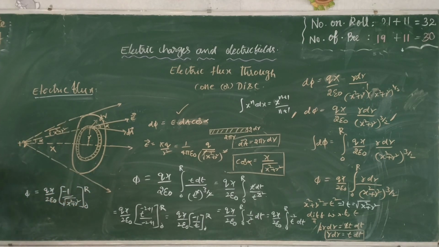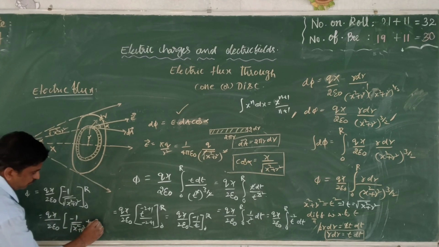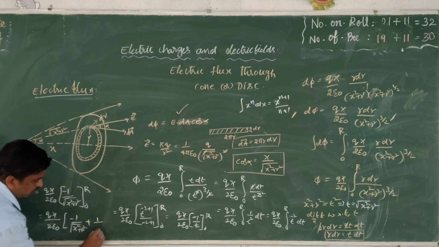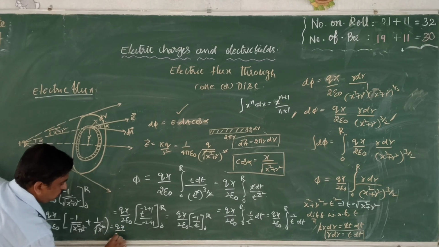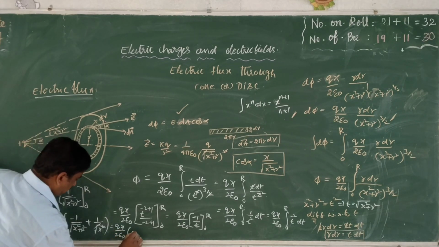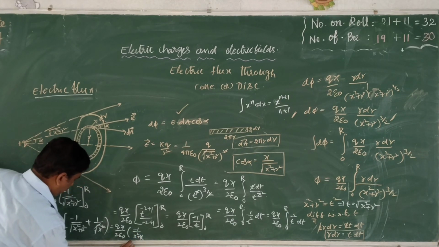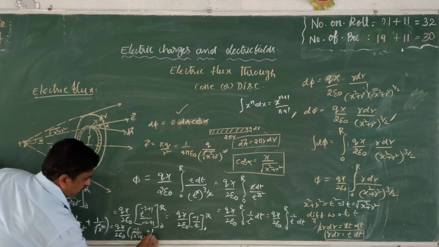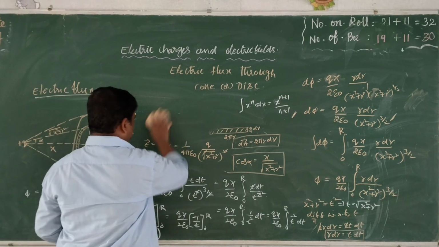First we write the upper limit: q x by 2 epsilon naught, minus 1 by root of x square plus capital R square. Minus of minus becomes plus, so the lower limit gives 1 by root of x square, which is 1 by x. So we get q x by 2 epsilon naught, minus 1 by root of x square plus capital R square plus 1 by x. Yes, this one. So we can multiply this, and see what we get.